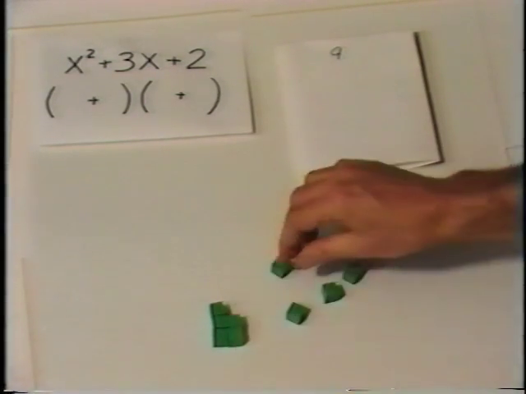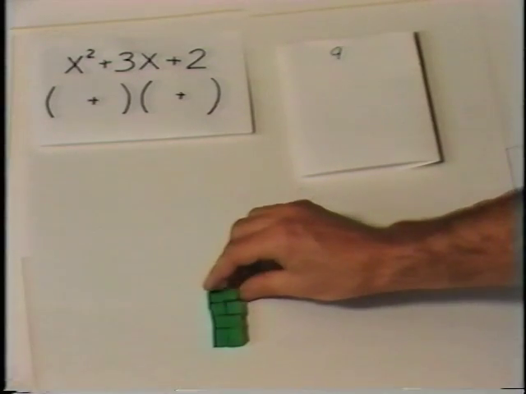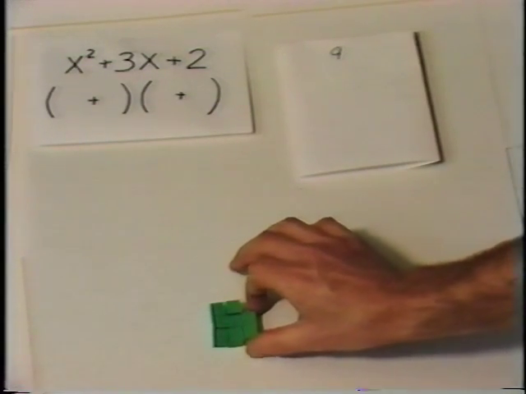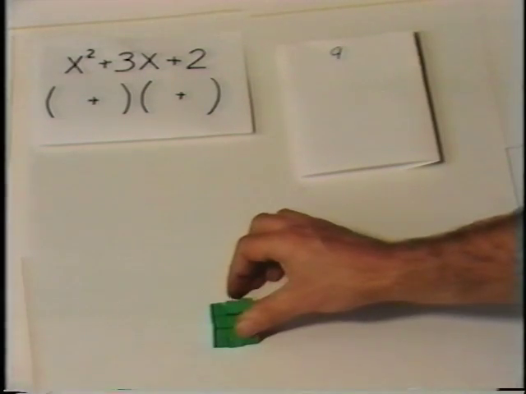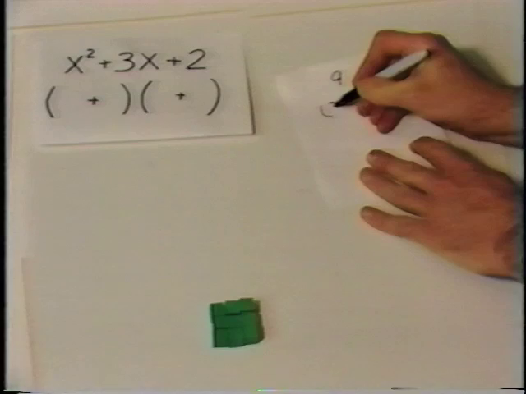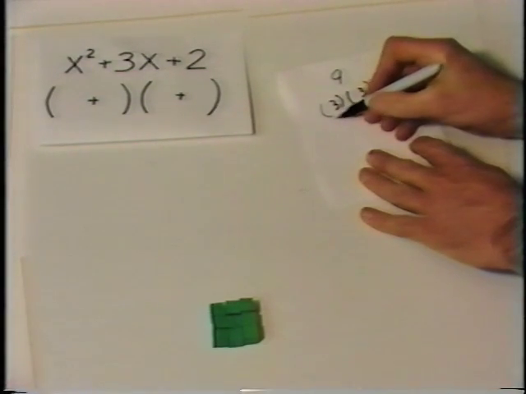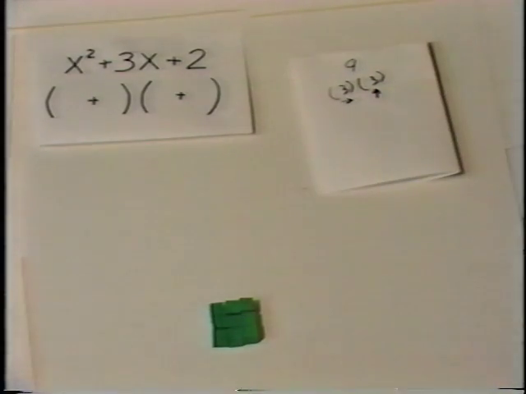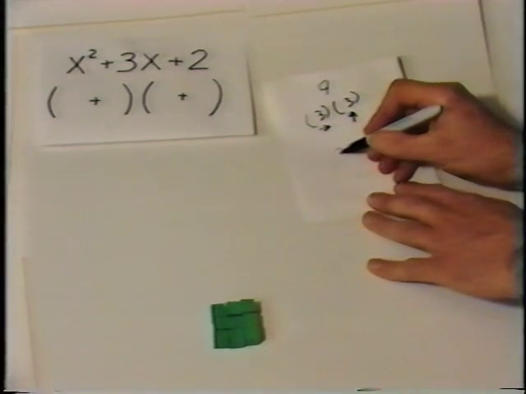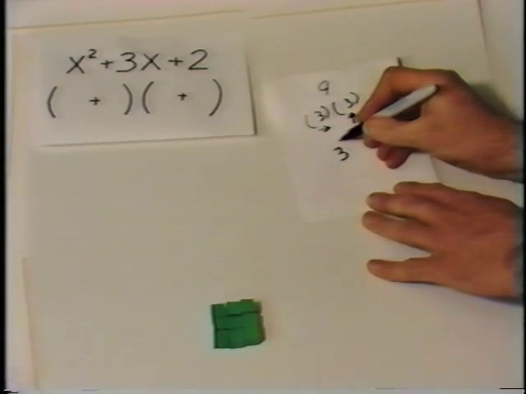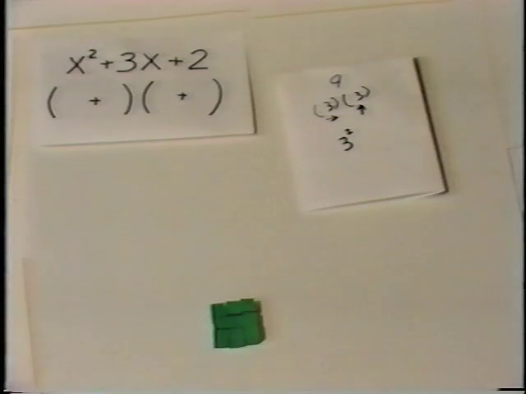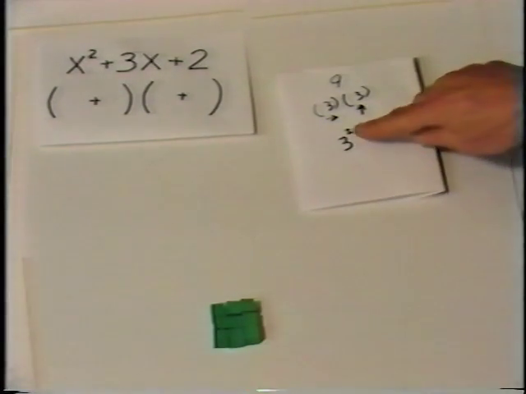Let's see if we can factor it over 2. No, we can't factor it over 2. Let's see if we can factor it over 3. Yes, we can. And notice, our factors are over 3, up 3. Our over distance and up distance are the same. We have a square. What is the name of the square? 3 square. How do we write 3 square? We write 3 with a little 2 at the top. The 2 tells us that the over distance and the up distance, or two directions, are the same.